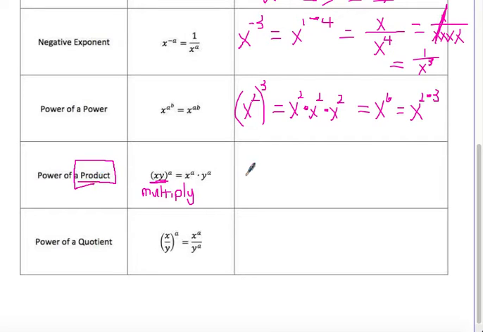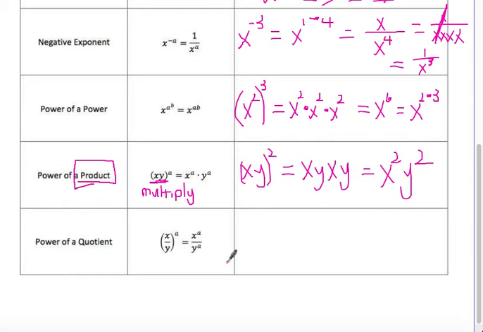So again, let's just say that our exponent was 2, right? So that would mean I have xy times xy. And then since when everything's multiplied together, the order doesn't matter, so I have 2 x's multiplied and 2 y's multiplied.